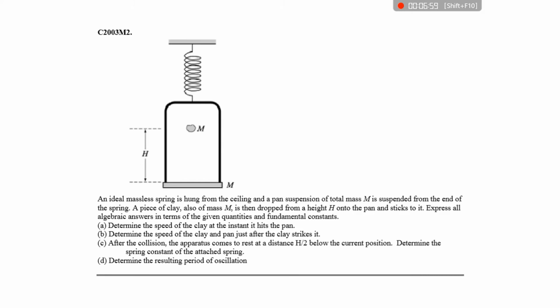So I've got an ideal massless spring and then a pan suspended. This is just like a hook, and then there's a pan at the bottom. There's a piece of clay that's mass m, so same mass as the pan, dropped from a height h and then sticks to it. I want to determine the speed of the clay at the instant it hits the pan.